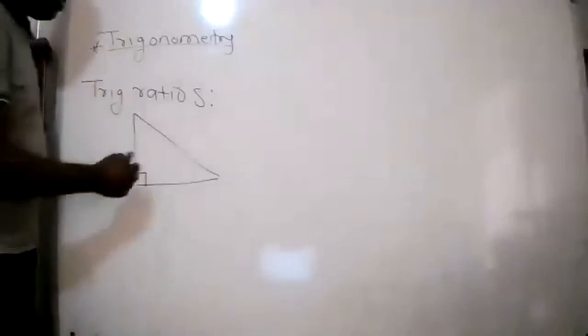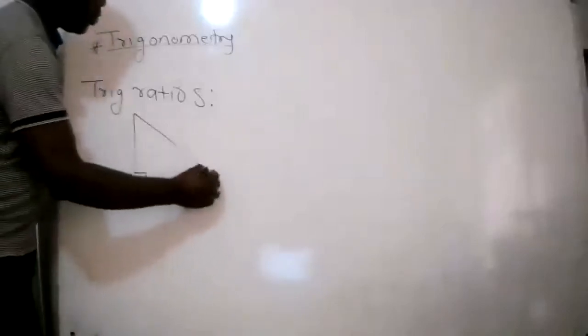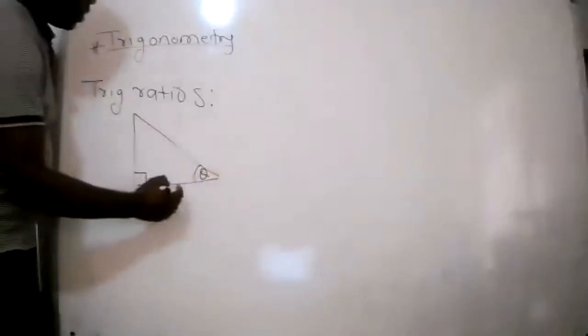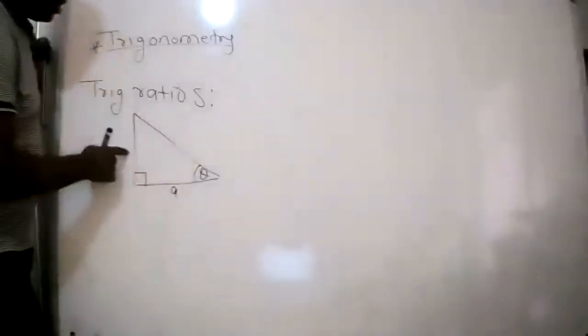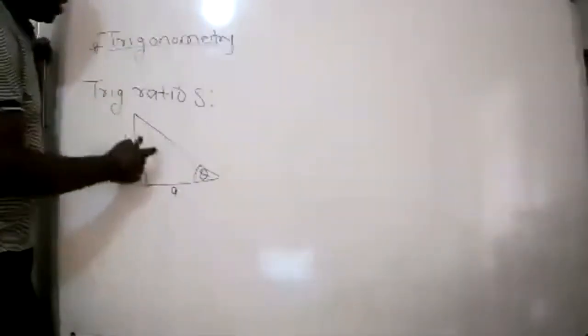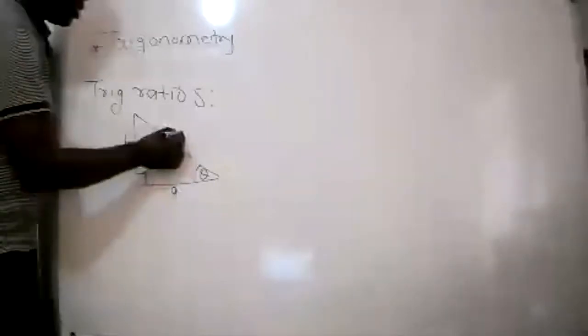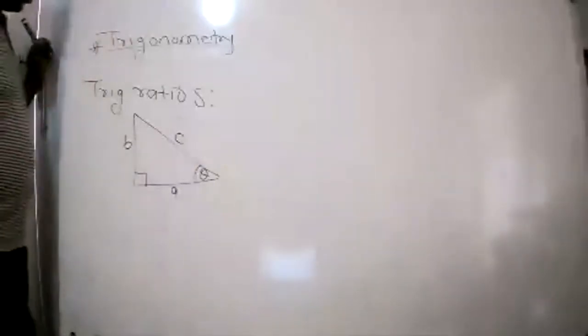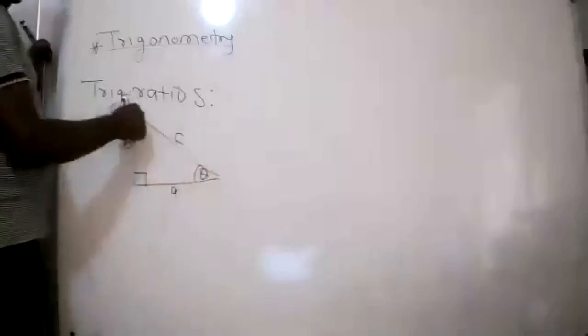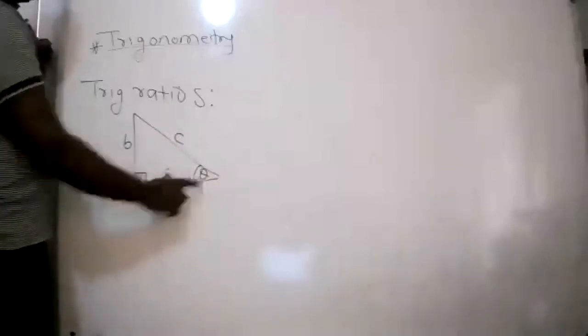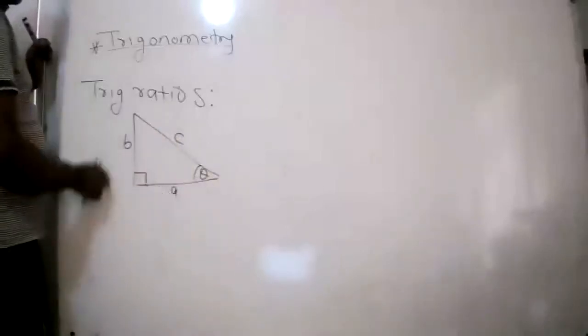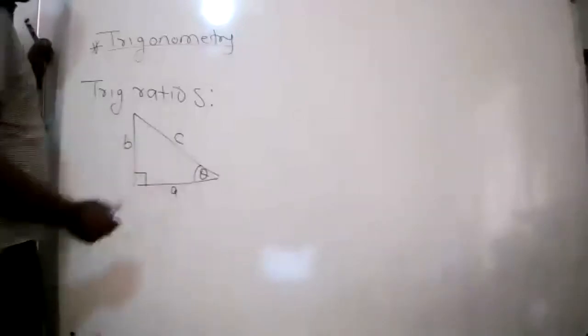So now let's name these sides. Let's say we have angle theta here, and then down here we have angle A, and then up there we have angle B, and then this side we have angle C, like this. So on this right angled triangle, we have an angle theta, and then we have angle A, and then we have angle B, and then we have angle C.